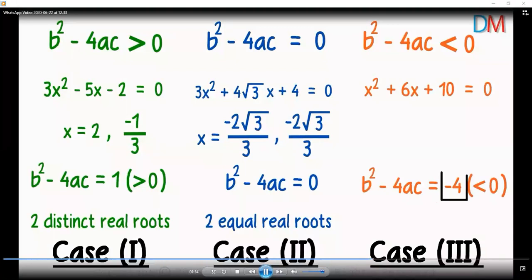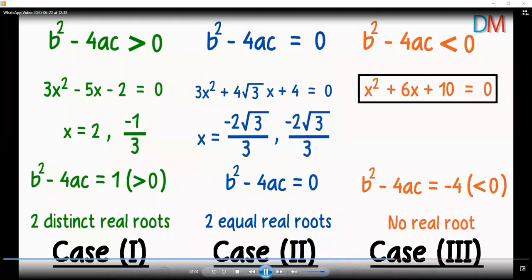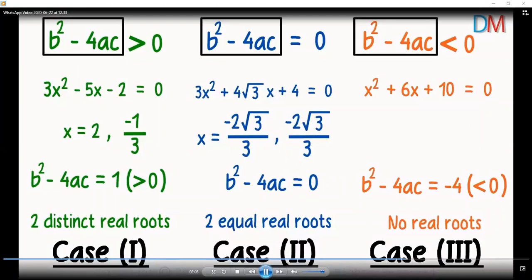As there is no real number whose square will give us a negative number, the real roots of this equation will also not exist. The expression b squared minus 4ac is given a special name. It's called the discriminant of the quadratic equation. It is the discriminant that decides if the quadratic equation has real roots or not.